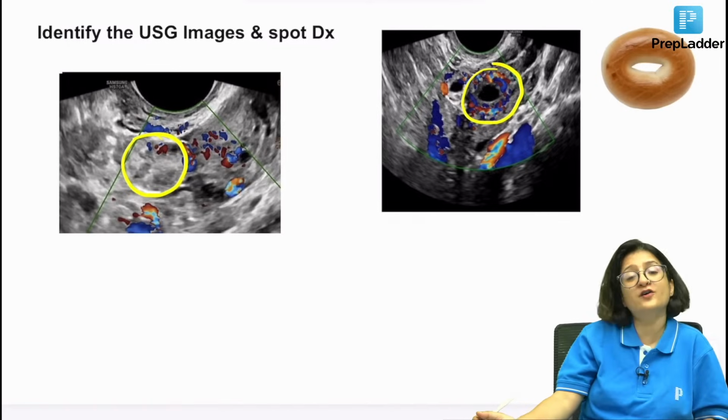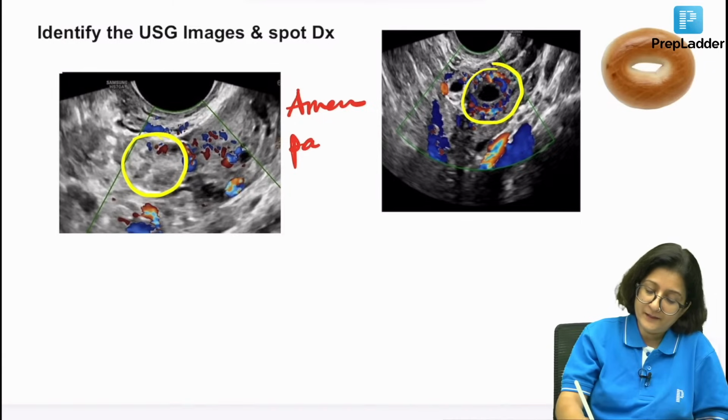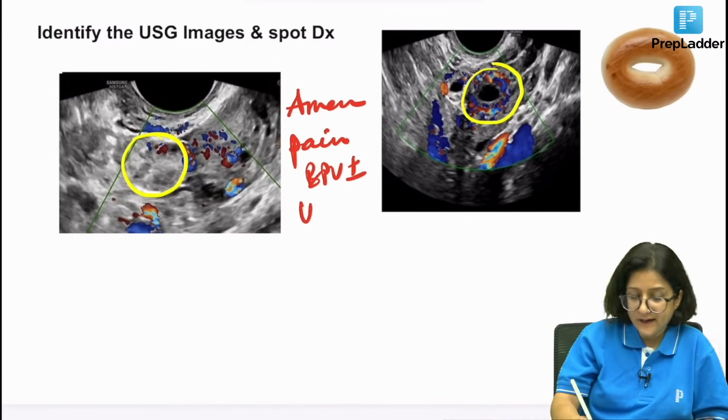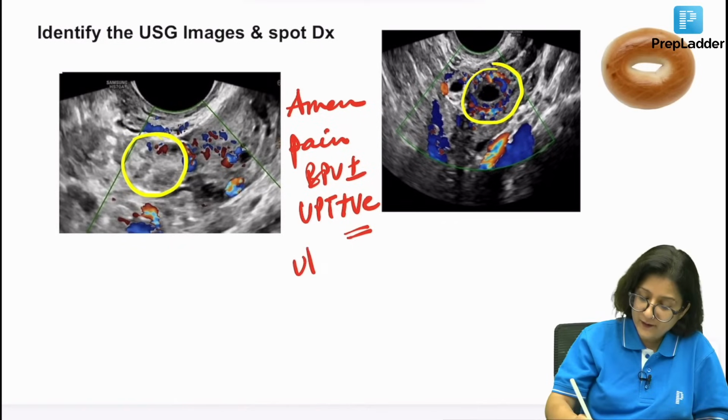Isn't it? I'll have to give you a clinical context. The clinical context is amenorrhea, pain, bleeding PV plus minus. The clinical context is UPT positive. Now tell me. Another thing I may tell you is that the uterus is empty.